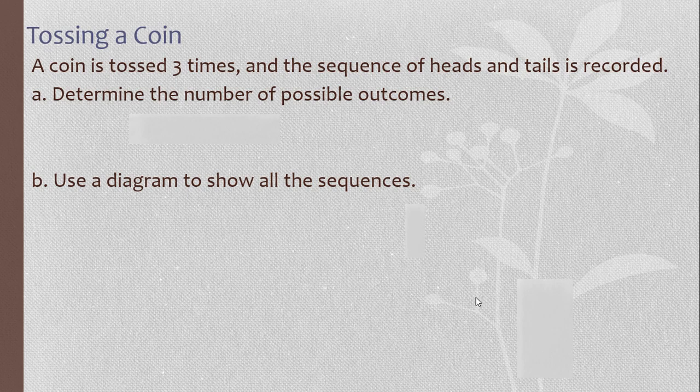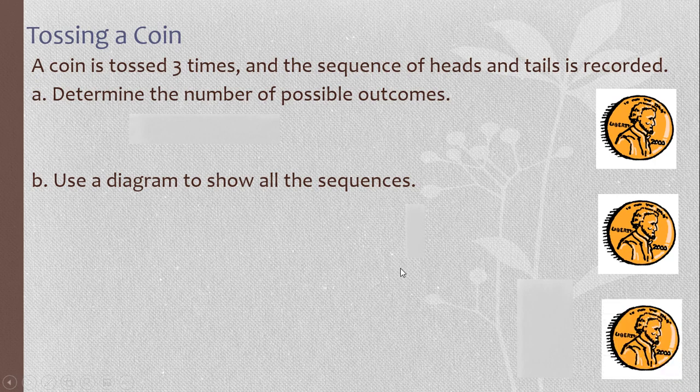Tossing a coin. A coin is tossed 3 times, and a sequence of heads and tails is recorded. Determine the number of possible outcomes. Well, if I'm going to toss a coin 3 times, there's 2 possibilities for the first, 2 possibilities for the second, 2 possibilities for the third. So there's 8 different possibilities.